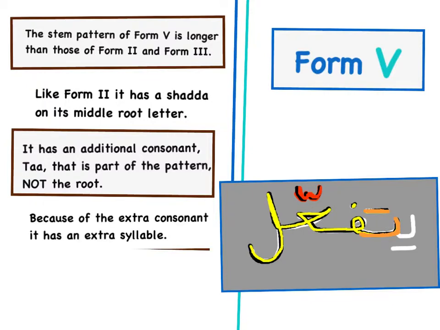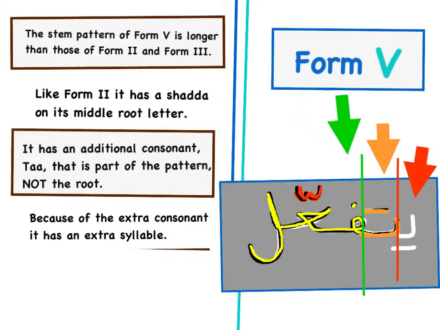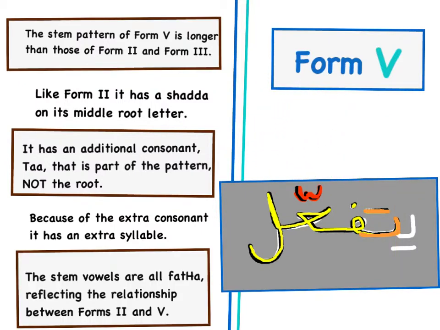So because of the extra consonant, it has an extra syllable. The first syllable is the conjugation prefix, in this case, ya. And the extra syllable, ta, is the second one. And the third one is فعل. And the stem vowels are all fatha, ya, ta, fa'al.